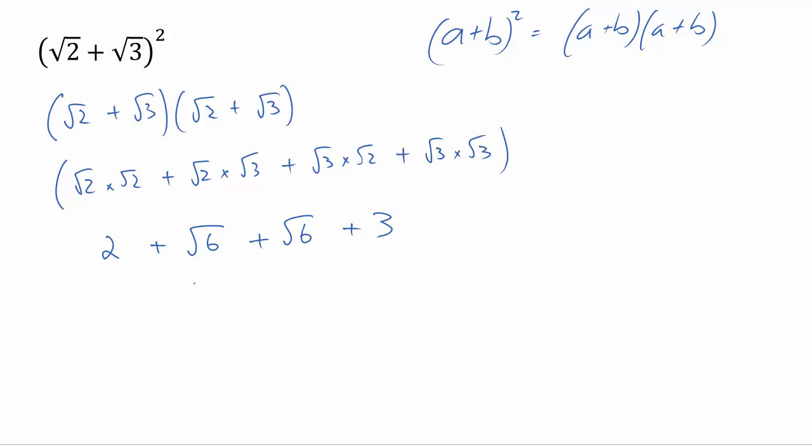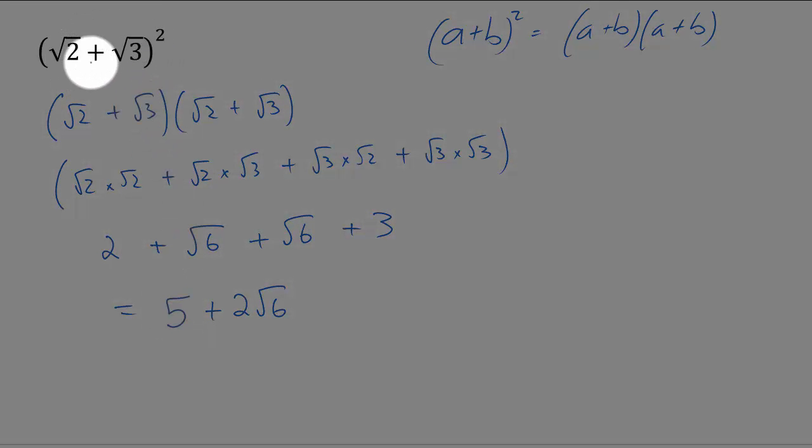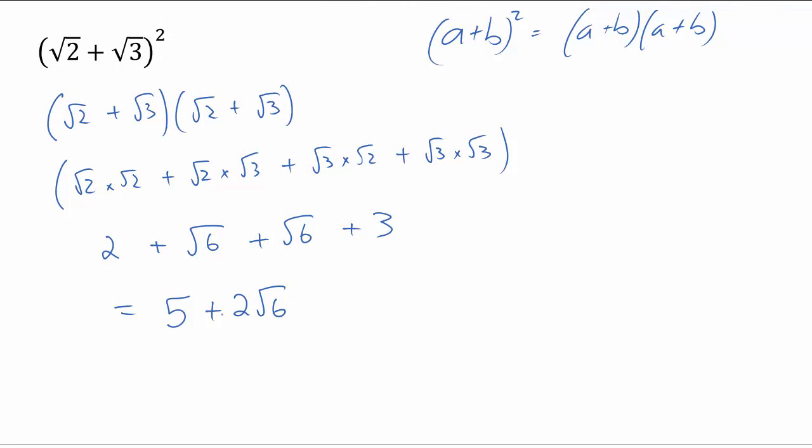Now we can add up our like terms. We've got a number here and here, so 2 plus 3 is 5, and we've got two surds which happen to be like terms, so 1 plus 1 will be 2 root 6. Now, like any other surd problem, you can put this into your calculator, get a decimal. You can put this into your calculator, get a decimal, and I guarantee they're going to be the same answer, if you did the maths right, obviously.